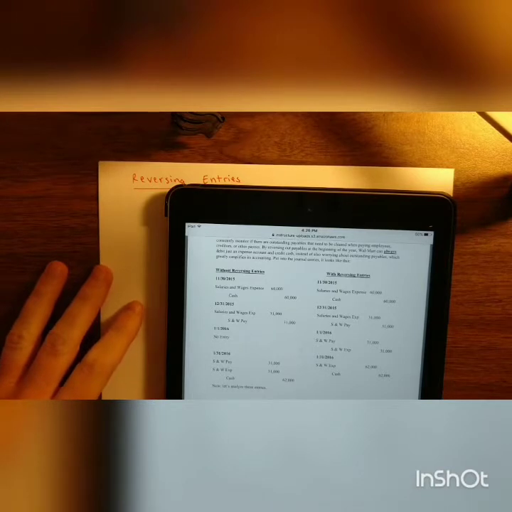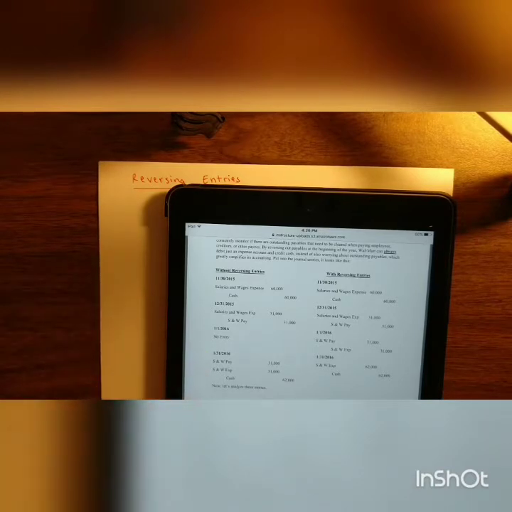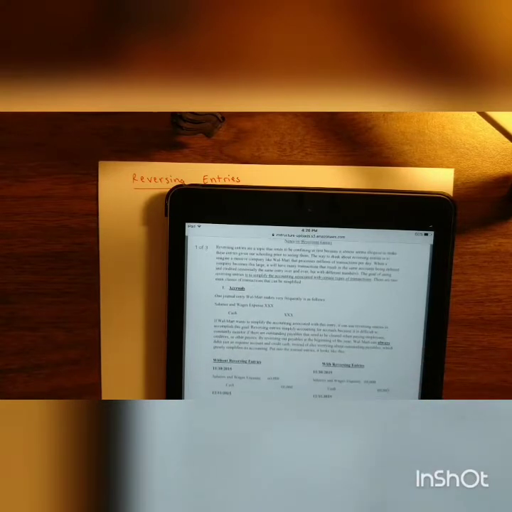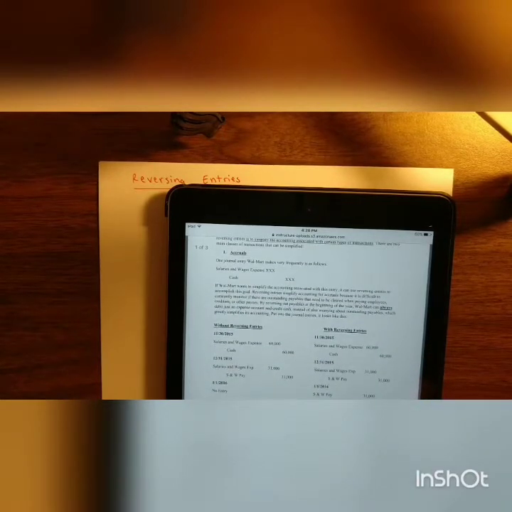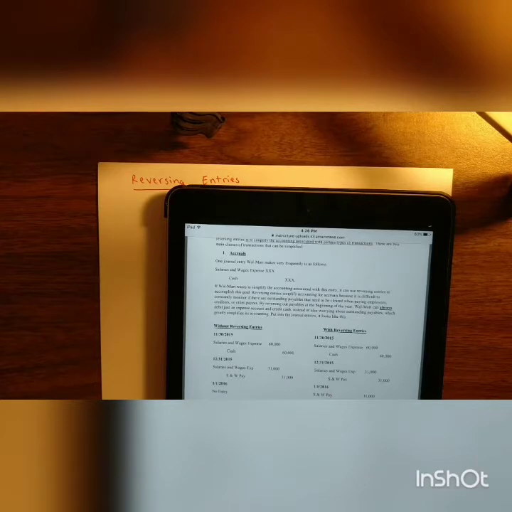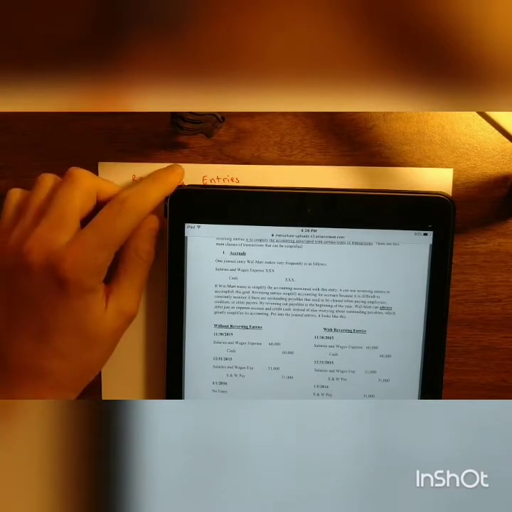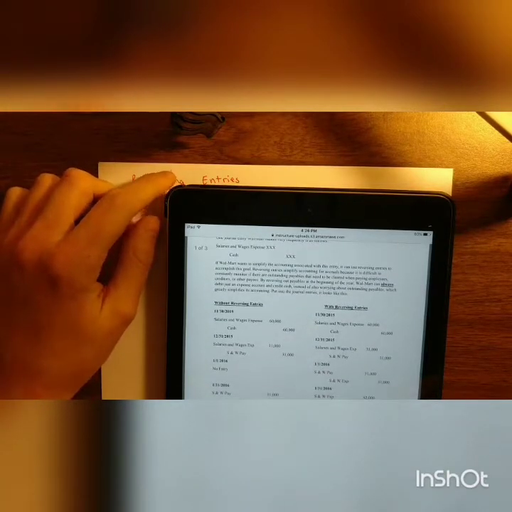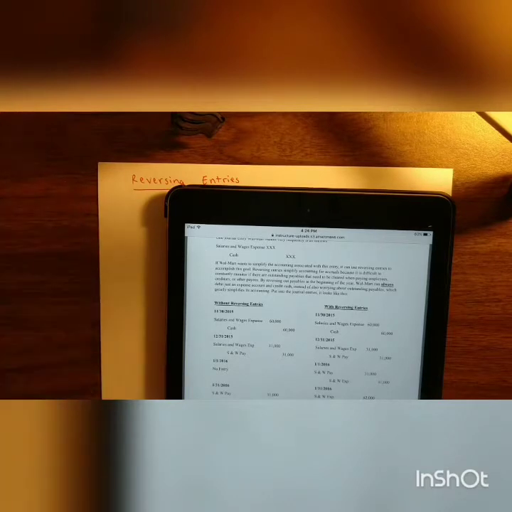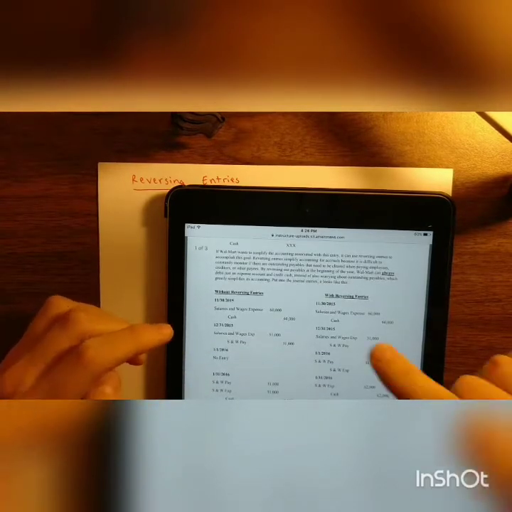Today I'm going to go ahead and walk through this reversing entries document that I made because I think that some people have questions about what's going on, and this is one of the harder topics from the first few chapters. So I thought I would just make a quick video and explain what's going on with the salaries and wages example.